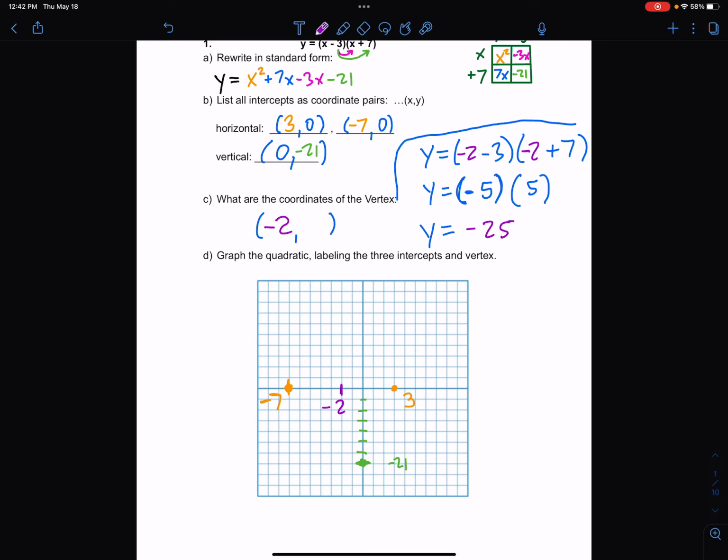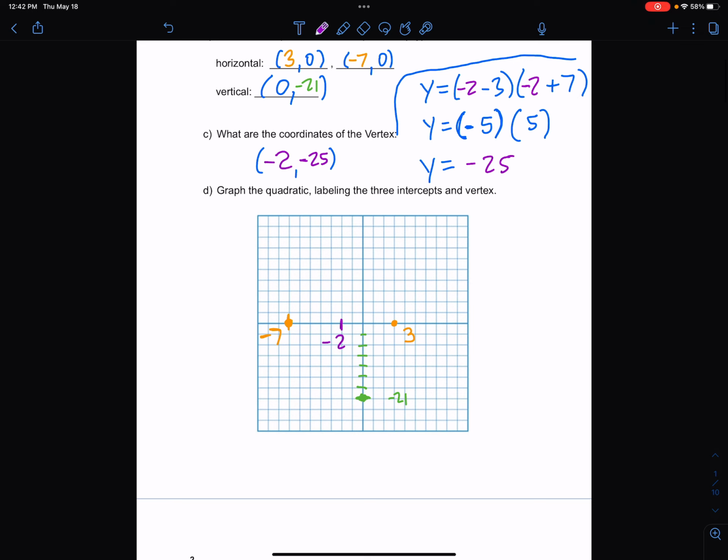Here's what I got when I plugged in that number right in the middle of my 2 horizontal intercepts. I found -2 was in the middle. I plugged it in. I know that y is going to be -25 there. So if these squares are worth 3 each, 24 is right here. 25 will be right about there. Here are the coordinates of my vertex. When x is -2, y is -25.